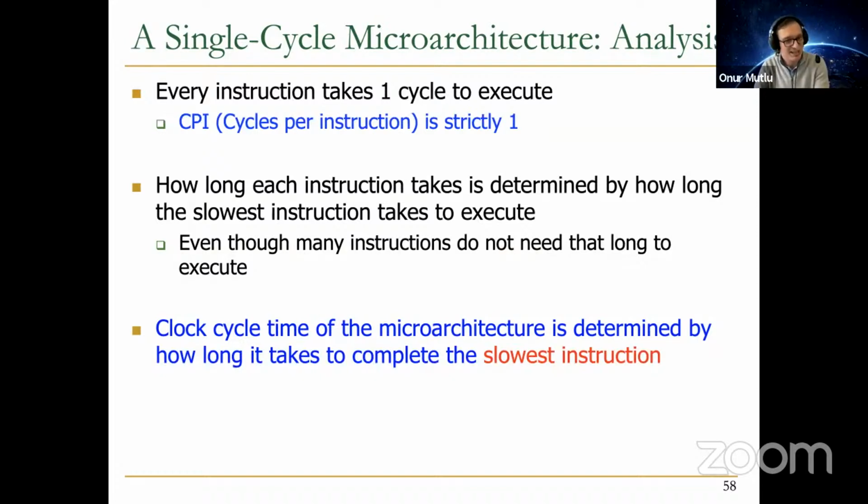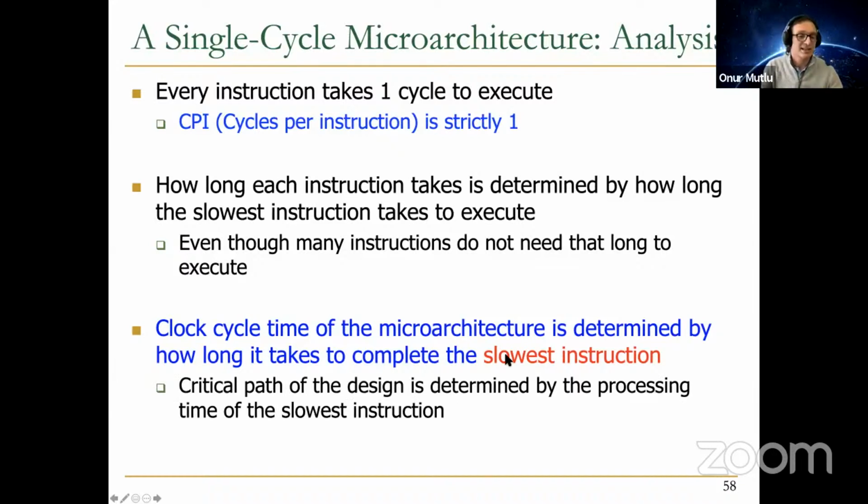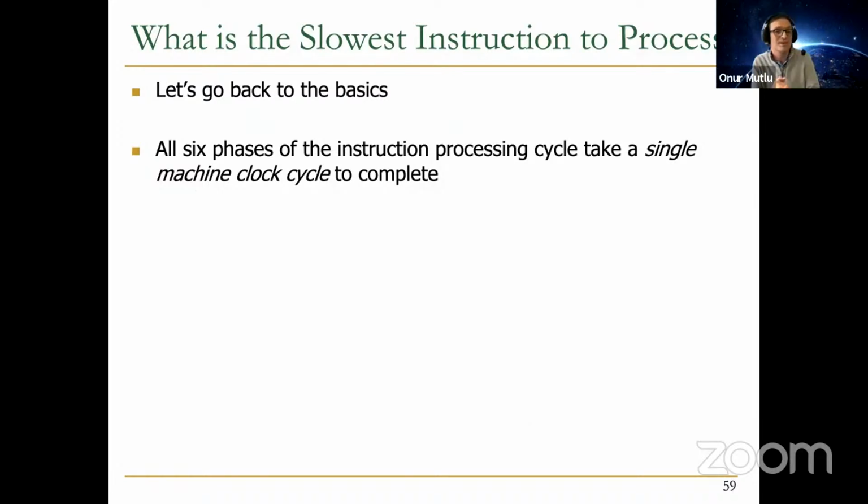Store instructions are easier because they don't write to a register, right? In a load instruction, you need to access the memory and get the data and write it into a register. So it takes many, many steps. So basically, the critical path of the design is determined by the processing time of the slowest instruction. So let's take a look at what is the slowest instruction to process.